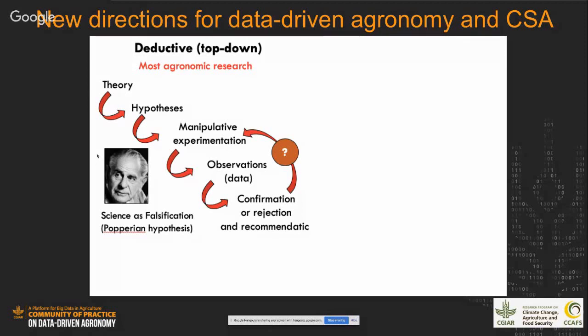But I think we're at a very interesting time in agronomic research. We used to, as agronomists, for example, do field experiments that we went out and planted ourselves or perhaps did with farmers, where we would decide on a number of treatments, we'd manipulate them, we'd look at whether we confirm or reject our hypothesis, and so on. And that's sort of a top-down deductive way of doing research, or many people would call that the Karl Popper or Popperian approach to doing research.